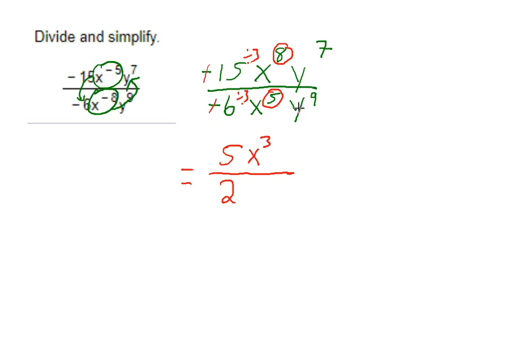I'll do the same thing with the y's, right? So we'll take top power, which is 7, minus bottom power, which is 9. And that's going to give me -2. So the base will stay the same. I'll still have y as my base. -2 is the exponent. When I subtract 7 minus 9, the answer goes on top.